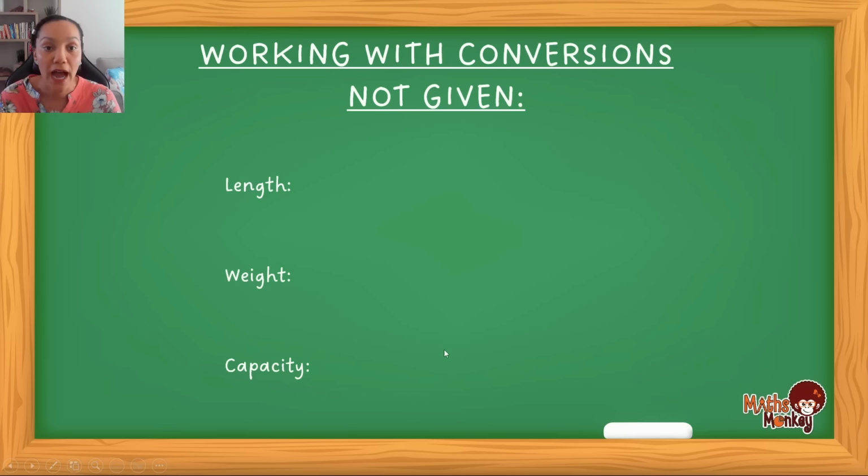Okay, so now we're going to be looking at working with conversions that are not given. So these are the conversions that they expect you to know when you walk into the examination. They expect you to know, with the lengths, weight, and capacity, how to move between conversions. You are expected to know how to move from millimeters to centimeters, meters, kilometers, and in either direction.